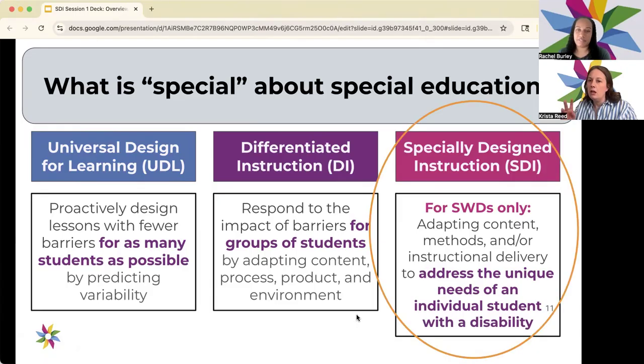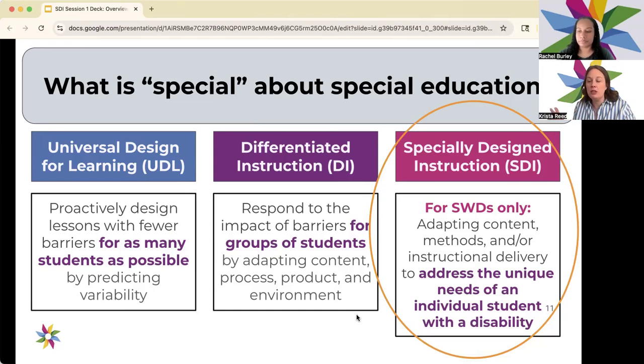So, this is where we're living today. This is a good time to bring up a question that came up at the end of the session because we're looking at these words right now. Someone had brought up, I'm having a hard time explaining to people the difference between differentiation and SDI.